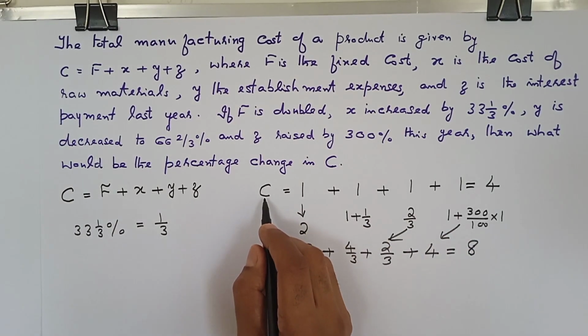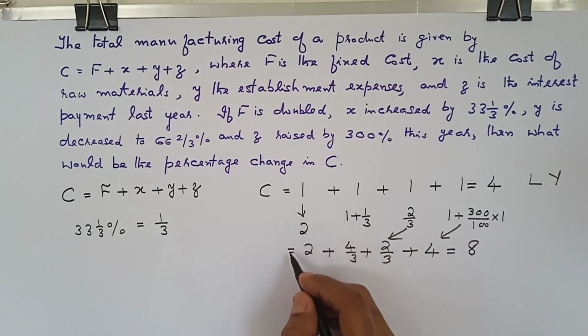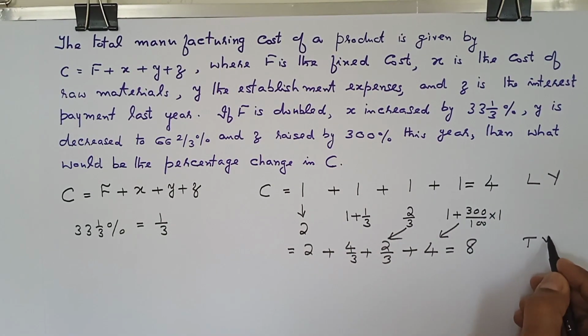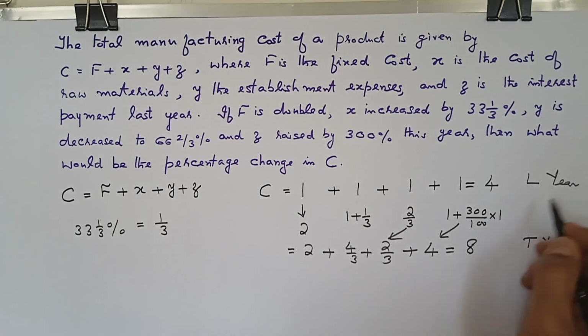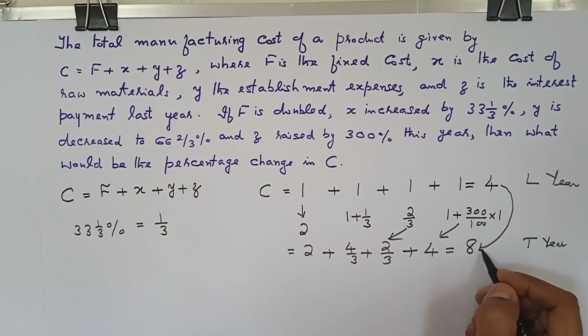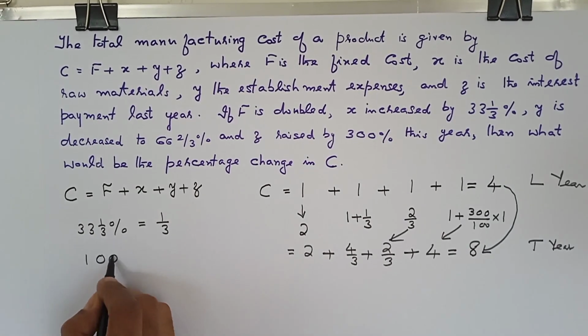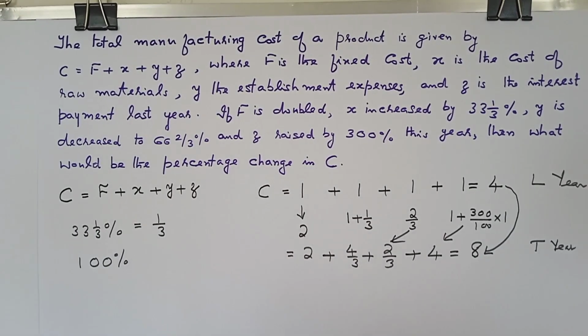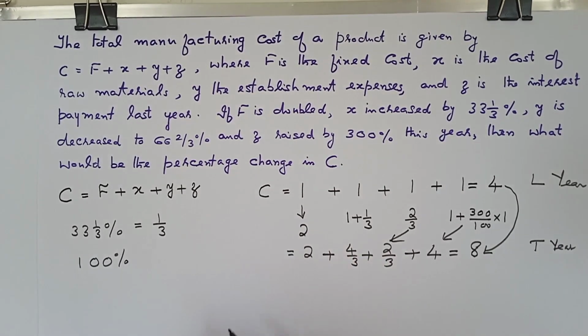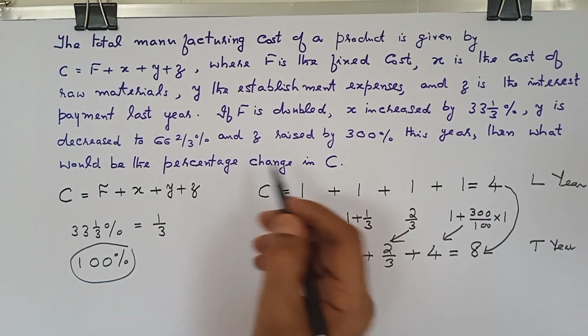Now, what do you see? The total manufacturing cost C was 4 last year. And because of these changes, this year it's gone up to 8. And you are looking at the change. So, 4 is getting increased to 8. Rather, 4 is getting doubled. When a quantity is doubled, the percentage change, as I've shown to you, is 100%. So, what is the final observation? The cost of manufacturing has gone up by 100%, which is what they want us to answer in the question.